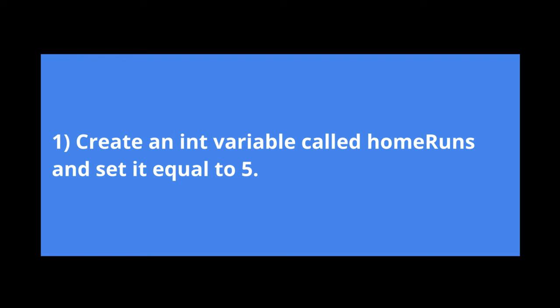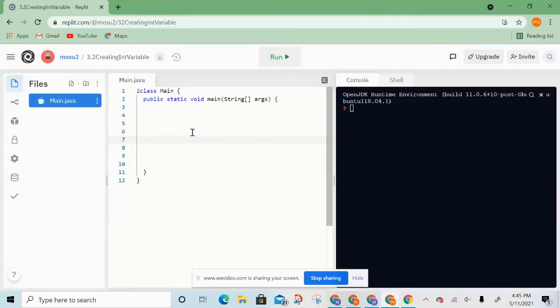All right, question number 1. Create an int variable called home runs and set it equal to 5. Pause the video and do this on Repl. All right, so to create our int variable called home runs and set equal to 5, it's going to be int home runs is equal to 5. We declare it with our int first, so this tells us this variable is an int. Here is going to be the name, the equal to sign, and then the number that it is equal to.